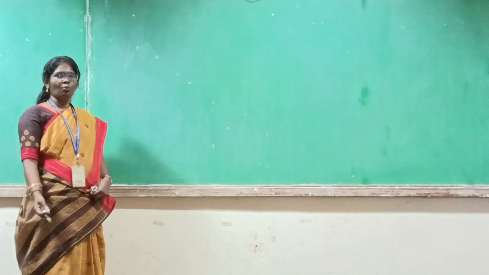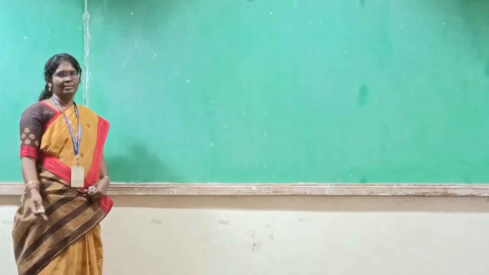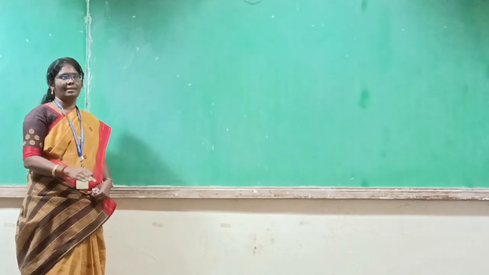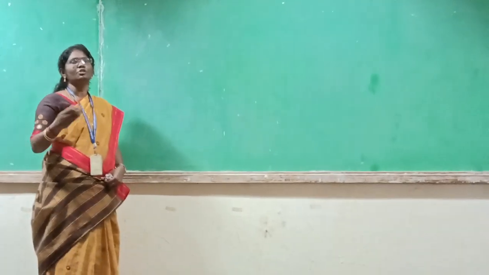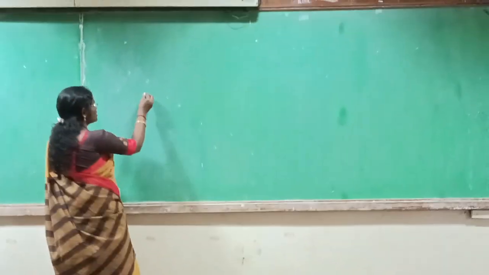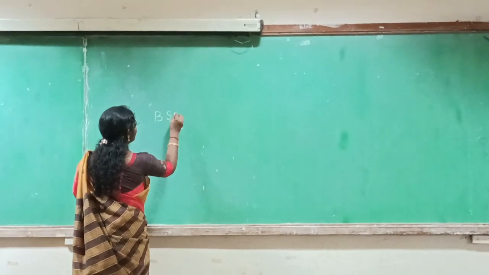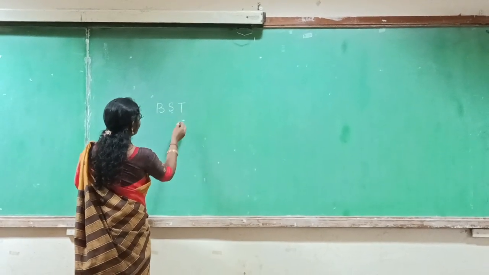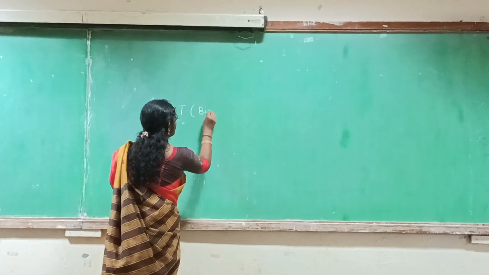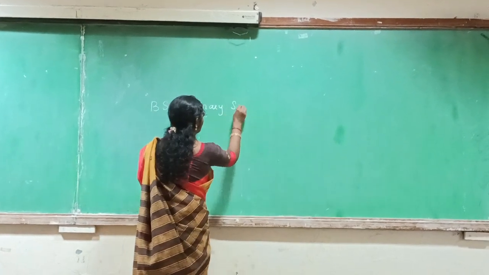First of all, we need to know why we are going for the AVL tree. What is the drawback in the BST? Then what is the necessity to go for AVL? So first I just want to explain the drawbacks in the binary search tree. Let's see an example for that.